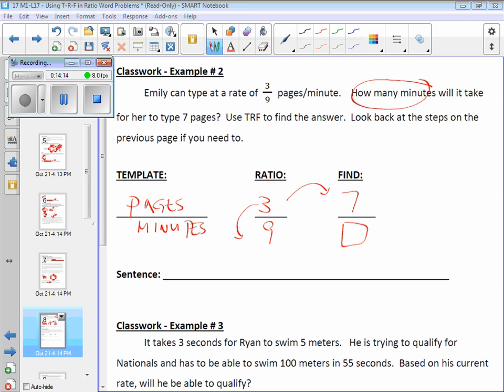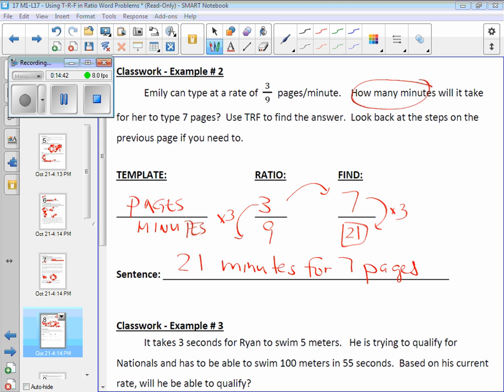Alex, 21. Be careful, okay? I know you knew it. 21, and now we answer the question. How many minutes will it take for her to type 7 pages? 21 minutes for 7 pages. Okay?